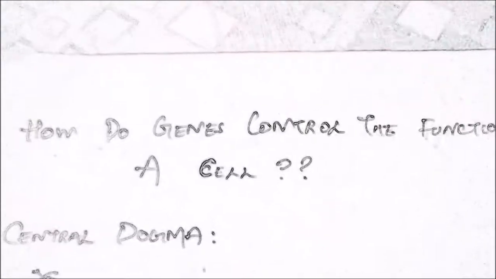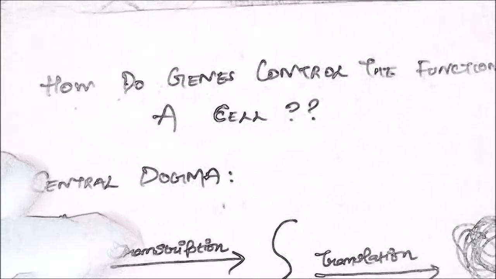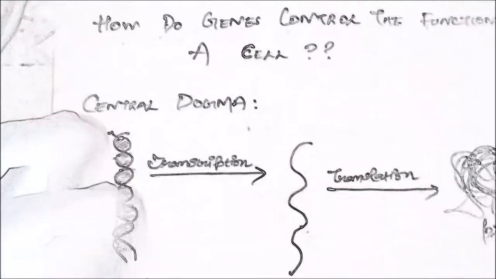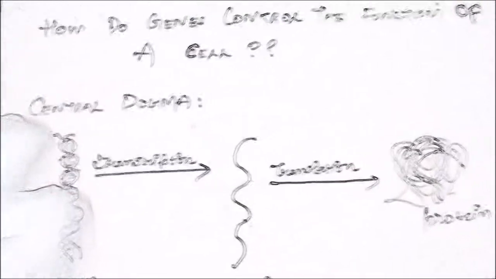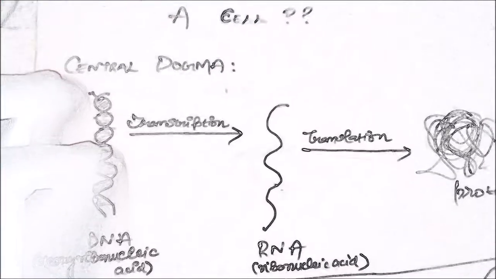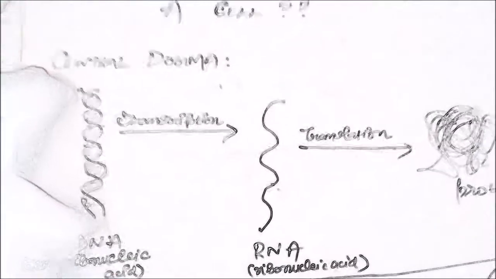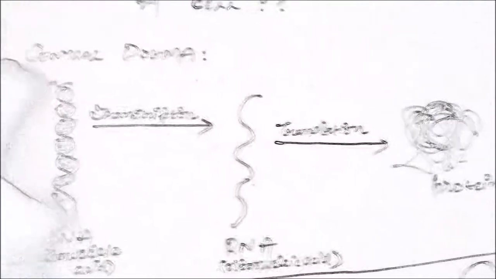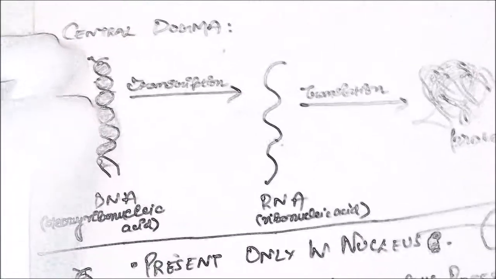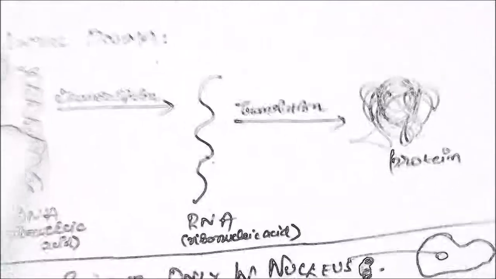So to start with, we have the central dogma. Central dogma is the rule of the flow of genetic information. The genetic information always flows from the DNA to the RNA and then to the protein. So the DNA produces RNA in the process called transcription, and the RNA then produces the protein in the process called translation. DNA is deoxyribonucleic acid, RNA is ribonucleic acid, and proteins are proteins, as you know.